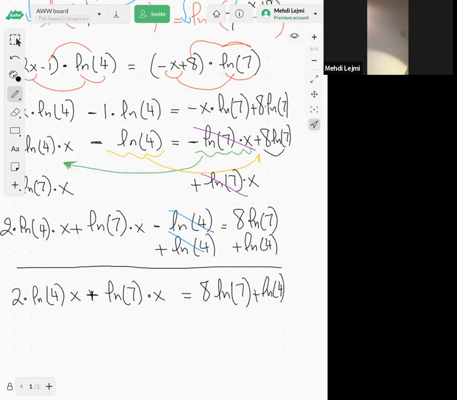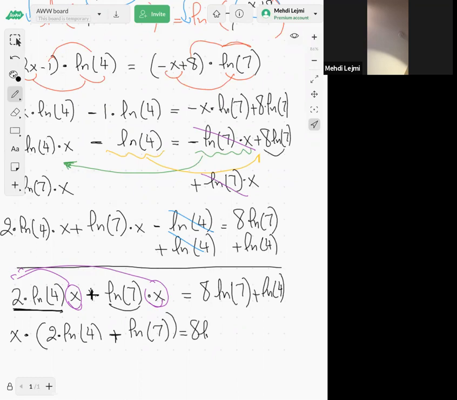All right, so now I can factor out my x because now x is a common factor on the left side. There's an x in here, there's an x in here. So I can just pull out the x, right? x times, you pull out the x. First, there's this 2 times natural log of 4, then there's a plus, and then you are left with this natural log of 7, right? And then the right side is just the same.